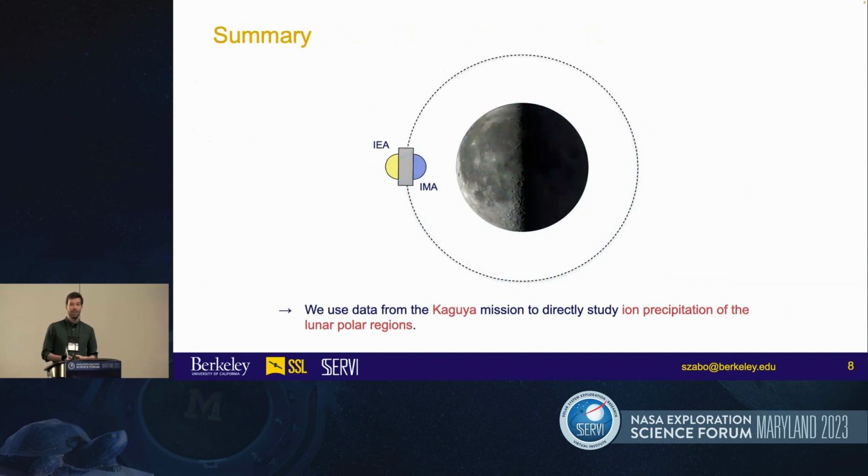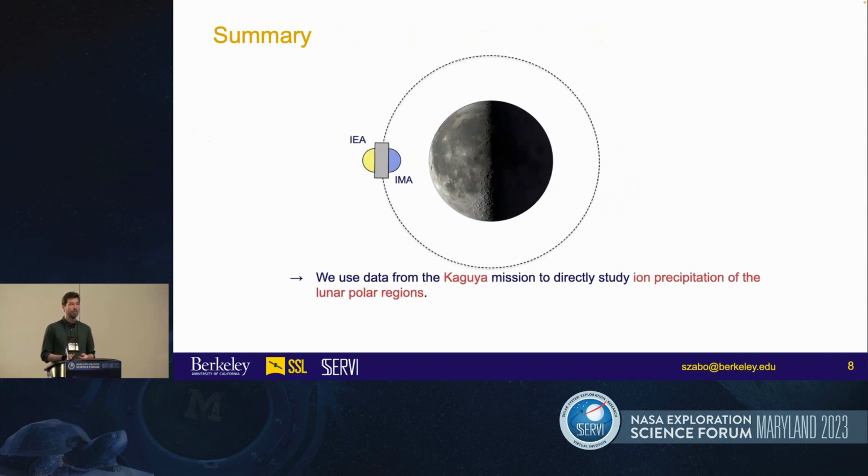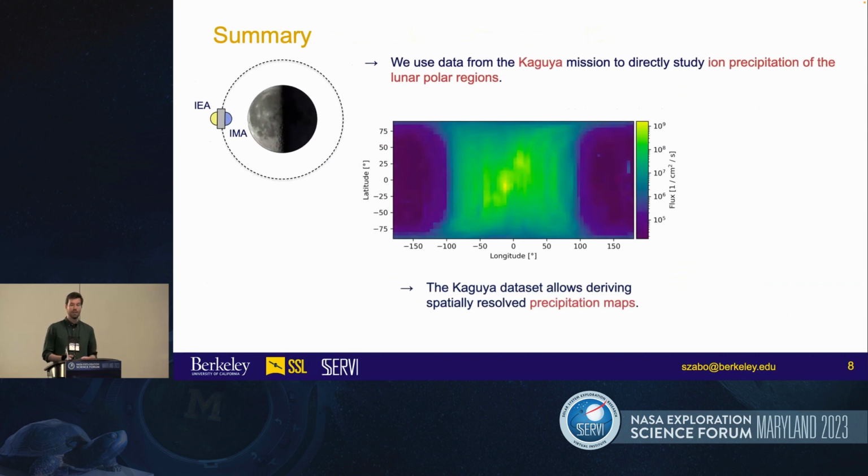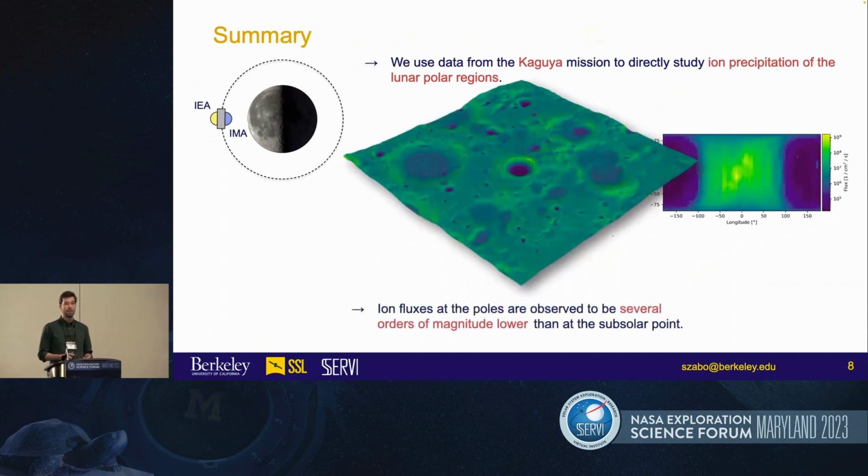Now, to conclude my presentation, we looked at data from the Kaguya mission to get better insights into fluxes into the lunar poles that allow us to make these nice precipitation maps where we have information on impact locations, impact energies, and also impact angles. And we can combine this with 3D models of the lunar surface to really get localized information on ion impacts. And in the future, we want to better characterize the ion environment that will be seen for Artemis 3 landing sites, the VIPER tracks, or potential future lunar bases. Thank you very much for your attention.